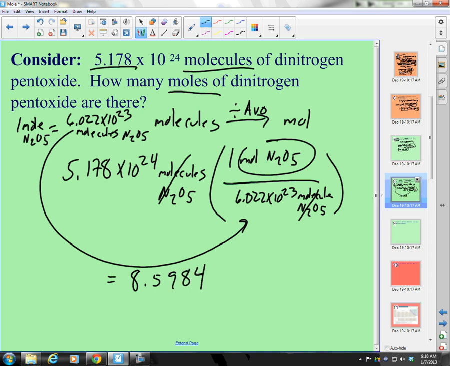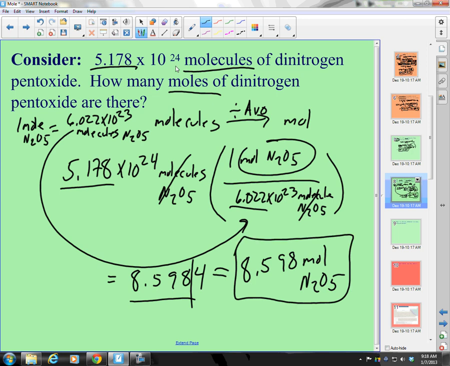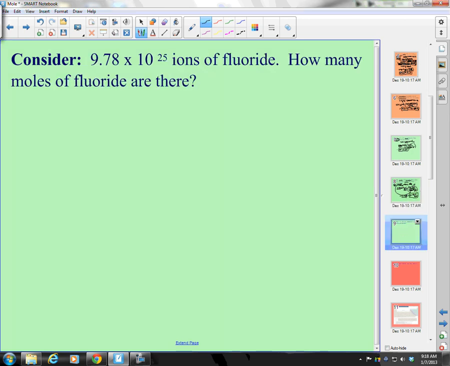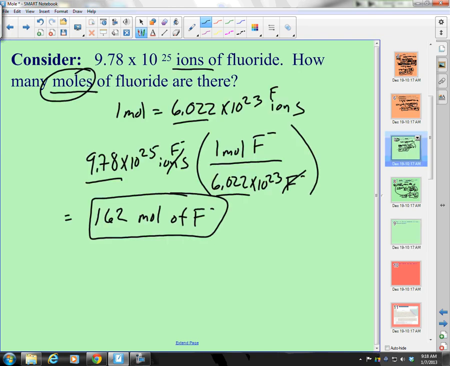But how many sig figs? I have 4 sig figs here, and I have 4 there, meaning I can have 4 here. So I have to truncate that, and I have 8.598. What are my units? Moles of dinitrogen pentoxide. Winner, winner, chicken dinner. All right, you guys give this one a shot. Wait a minute, that looks the same. We don't have to give that one a shot. We've already done it. Good. Moving on.